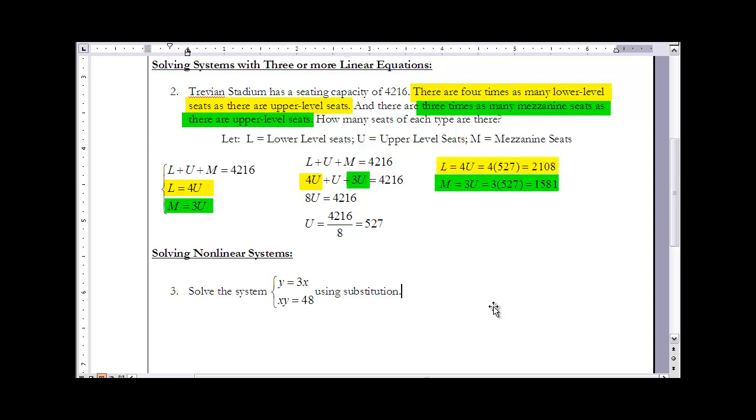Then to find L, we just use the equation for u is equal to L. I can plug 527 in for u, which would give me 2,108. And to find the mezzanine seats, I'm just going to use 3u is equal to m. Therefore, 3 times 527, which is 1581. And we've now solved for all three of the different levels of seats.